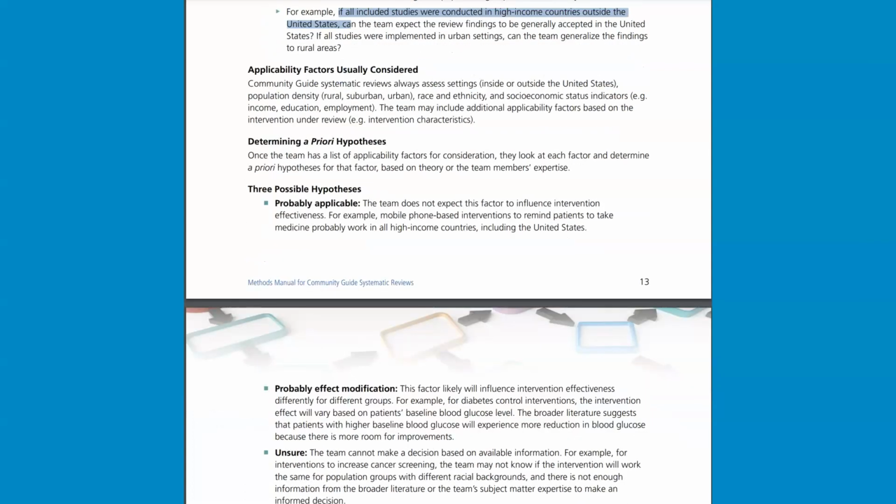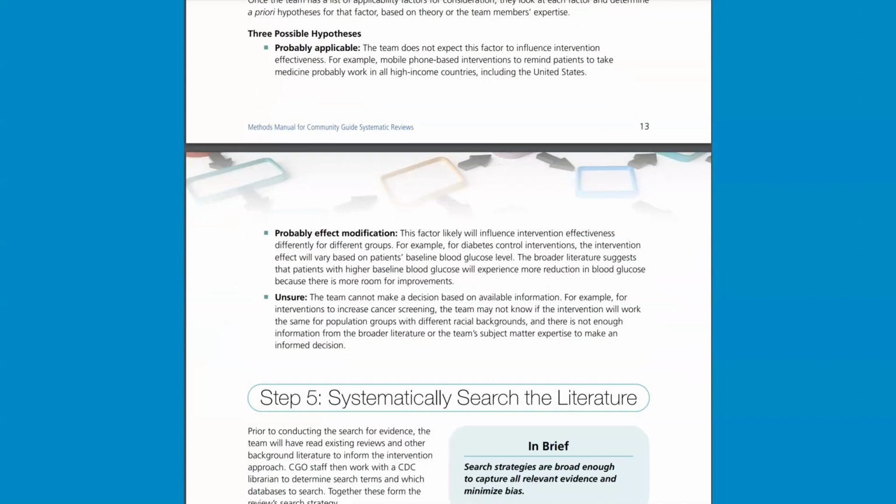Demographic factors and a priori hypotheses will be based on how well these are considered. There are 3 possible hypotheses, and I especially appreciate this. The first is the one most people look at: probably applicable. The team does not expect the factor to influence intervention effectiveness. For example, mobile phone-based interventions that remind patients to take medicine probably work in all high-income countries, including the United States. So that's a hypothesis, and you can work off of that.